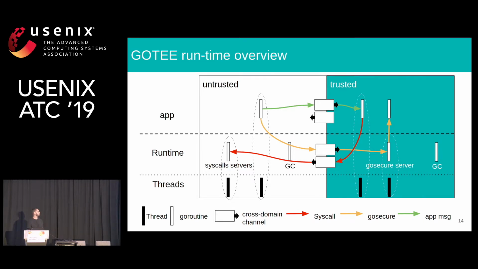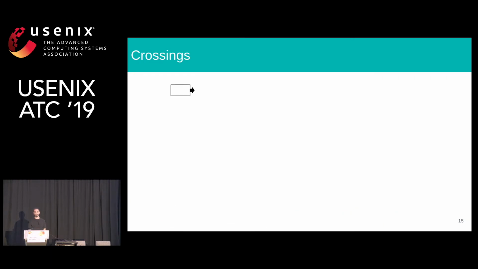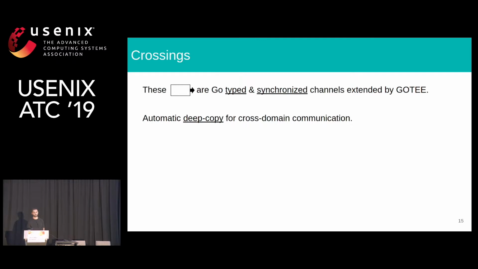It's the same thing for system calls and application level communications. And as you can see, everything goes through the small boxes in the middle. And these are actually just typed and synchronized Go channels that we slightly extended inside GOTEE. The extension consists of having automatic deep copy for cross-domain communications. That means that you basically declare and use them like regular Go channels, and we take care of the rest whenever you use them for cross-domain communications.